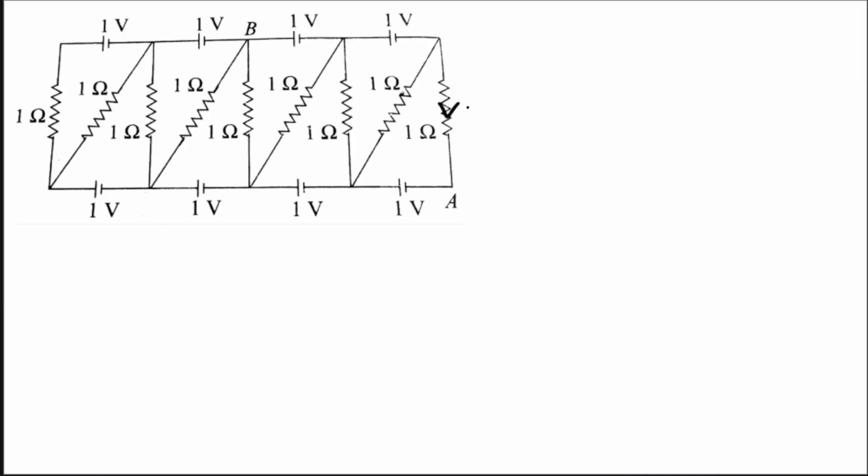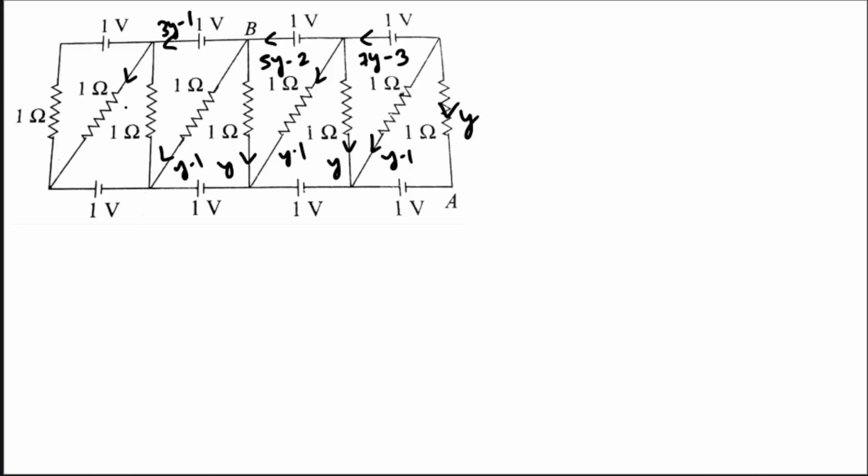I will rewrite it over here. So this is y, this is y minus 1, and this is 7y minus 3. Again, this is y minus 1, this is y, and this current is 5y minus 2. And again, this is y, this is y minus 1, and this current is 3y minus 1. And this current is y minus 1. This is y, and this is y. Okay? So this is the scene.